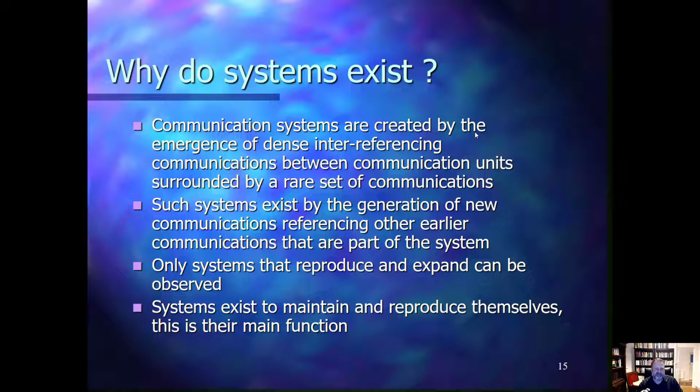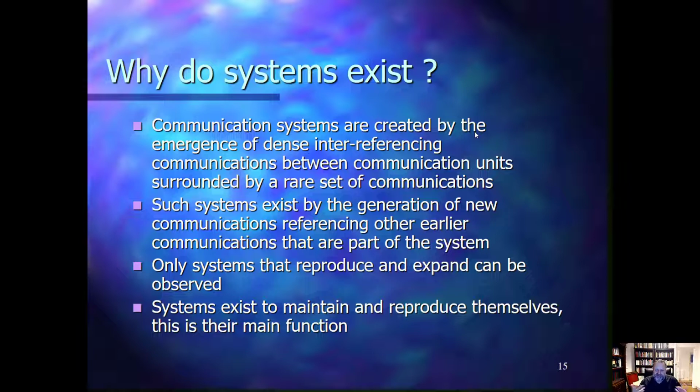What we can say is that the systems generate new communications according to their rules of referencing and continuation of communications, and they create many communications. So really the communication system is defined by the emergence of a dense interreferencing set of communications. When you have that, then you have a system. And if you don't have that, if there is no boundary between dense and rare communications, then there is no system.